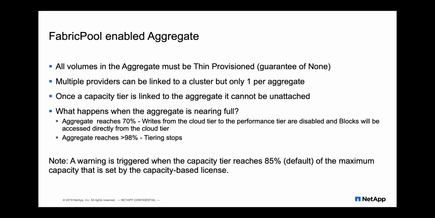When an aggregate reaches over 98%, tiering stops. We do that to make sure it doesn't reach full, so you can continue serving data. And again, we're past the 70%, which means all your reads are still occurring from your capacity tier. Once you add more space and we drop down to that 98%, tiering will resume automatically. And lastly, we have monitoring, which will keep track of your capacity tier and let you know once it reaches 85%.